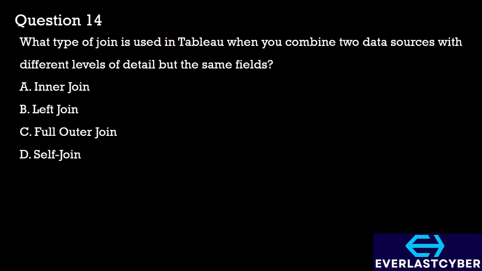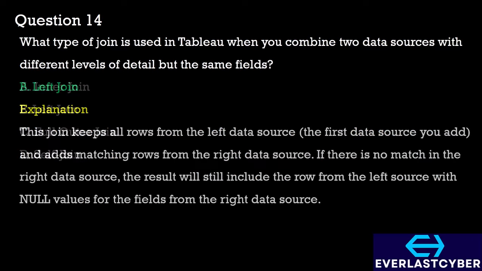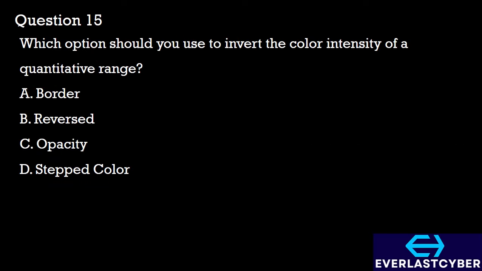So, we'll go with option B here. When dealing with data sources that have different levels of detail, you often want to retain all records from the primary data source and only include matching data from the secondary data source. This is true when the left data source has more detailed data and you want to preserve it. So that's why option B is the best answer for this question.